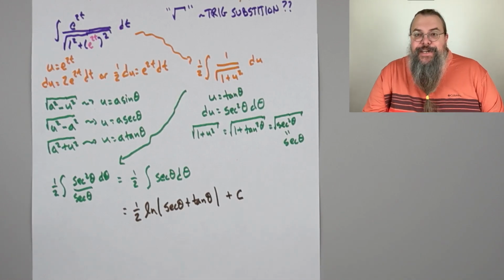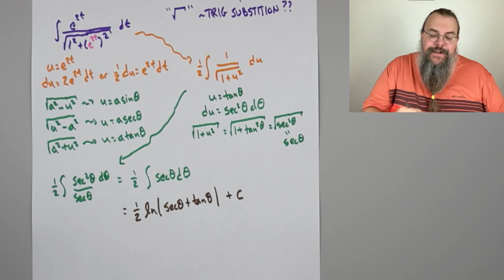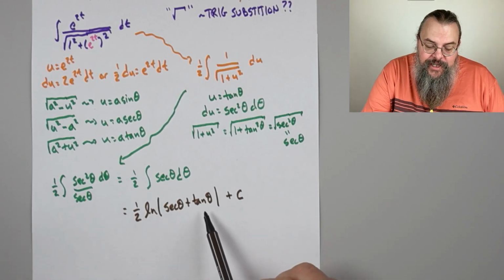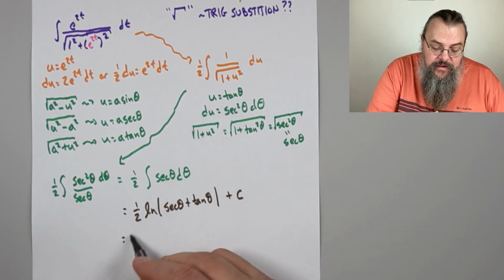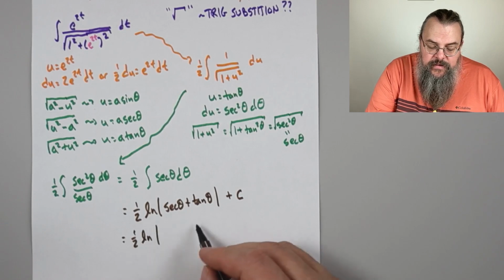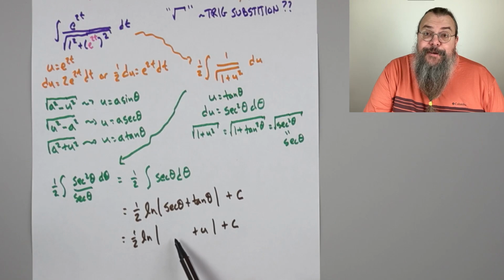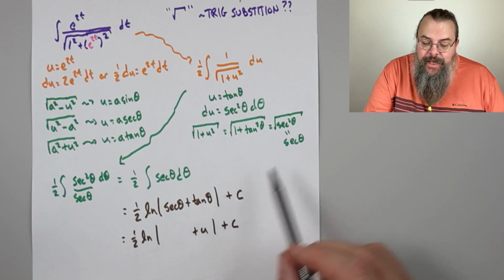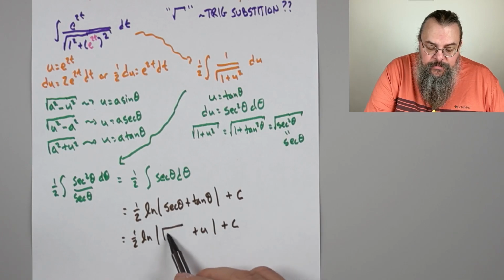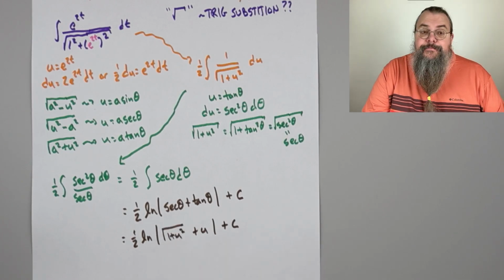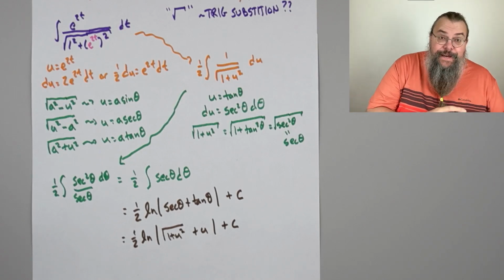Are we done? No, we've got to pedal our way back. What can we say about tangent theta? Tangent theta is u. Oh, that's nice. So this becomes plus u. What about secant theta? Well, we actually do have something for that. Secant theta is the square root of 1 plus u squared.